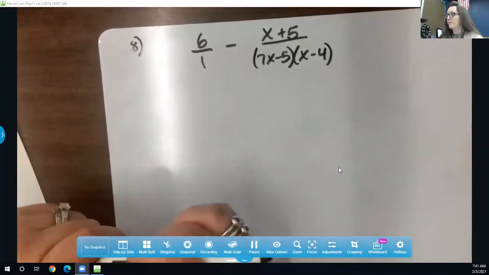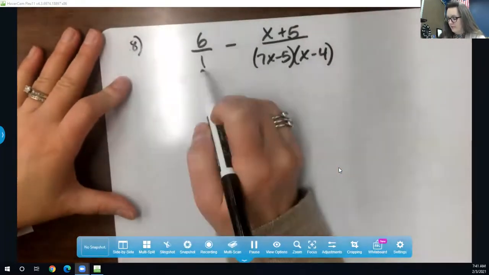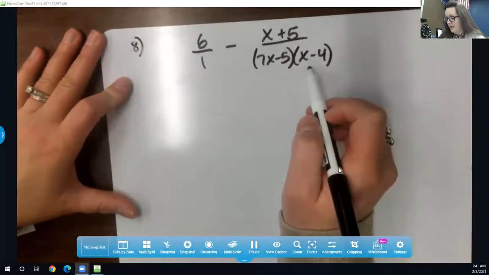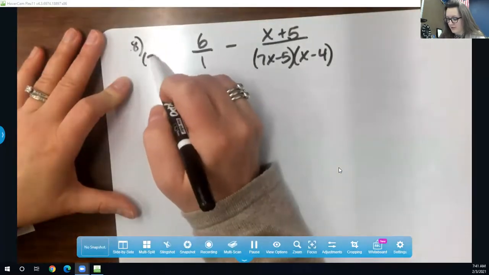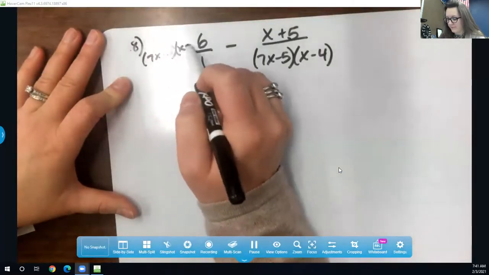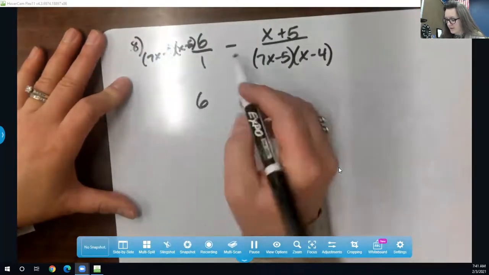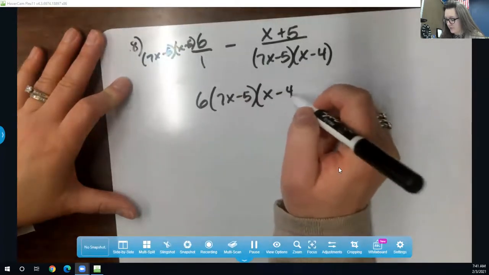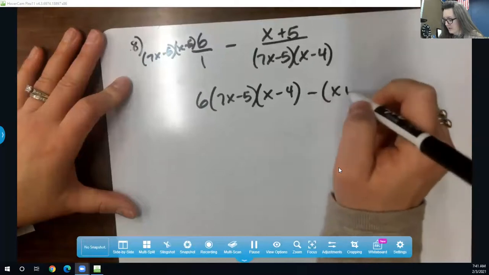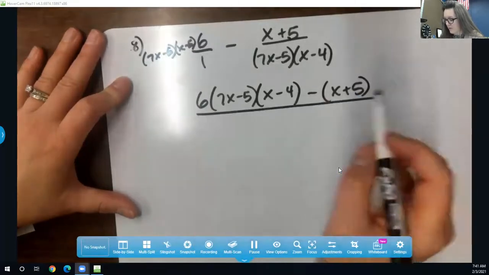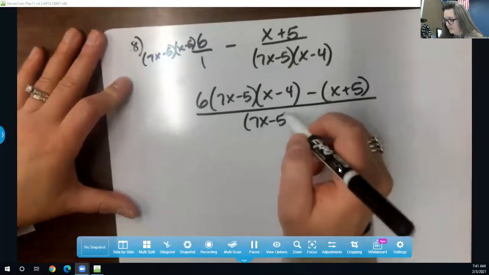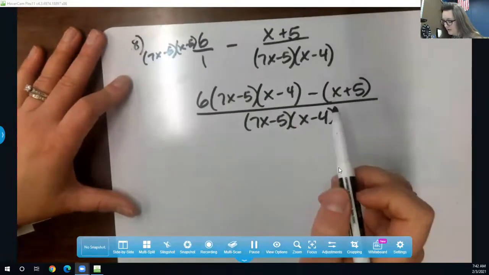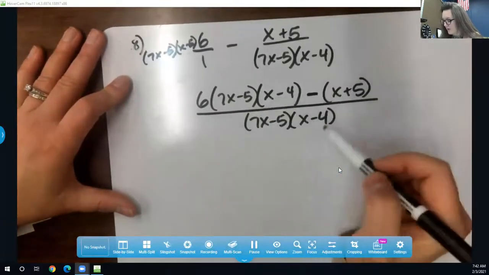All right, so what do I know? I know that 1 and these two binomials here are going to be my common denominator, right? So I need to multiply this numerator by this whole thing, right? So it's going to look like this. 6 times 7x minus 5 times x minus 4 minus x plus 5. So don't forget we're subtracting the whole binomial. And in our denominator, we get 7x minus 5 and x minus 4. Also the times 1, but we don't have to write that.